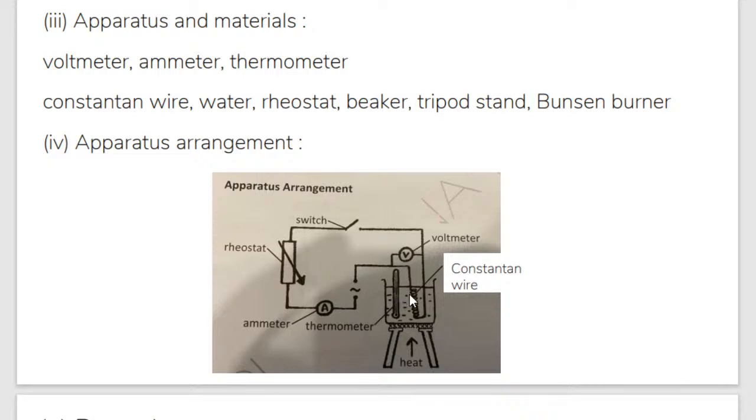If we manipulate the temperature of the conductor, the conductor must be heated. You don't heat the conductor directly, but we heat it using a water bath so that the conductor has a constant temperature. The apparatus and materials are the same as just now, plus a thermometer, and of course you need your tripod stand, your beaker, your Bunsen burner. I want to zoom in on this picture.